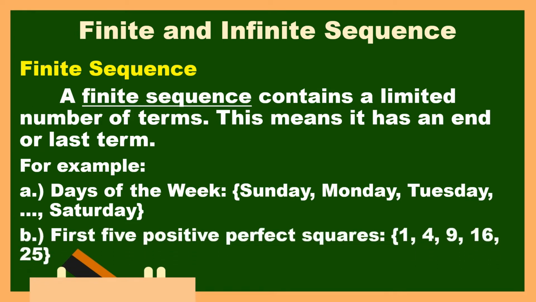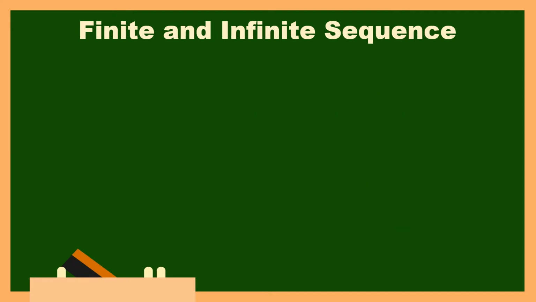Ang tawag doon sa Saturday ay ang ating last term. Next example. First 5 positive perfect squares has elements such as 1, 4, 9, 16, 25. So, bakit hanggang 25 lang ang ibinigay? Kasi nga, first 5, ibig sabihin, 5 lamang na terms ang ating ibibigay na positive perfect squares. So, ang ating last term dito is 25.